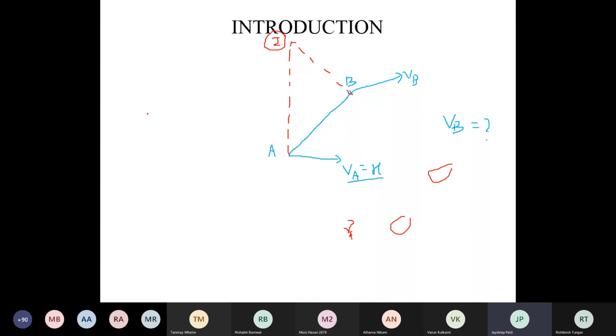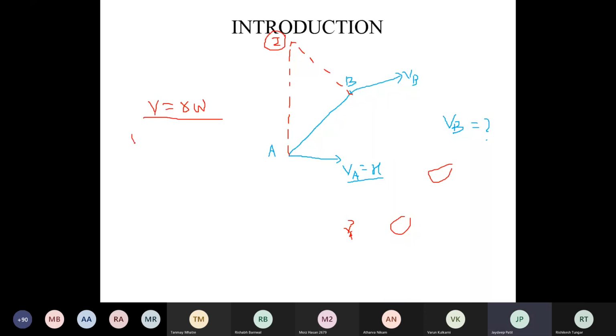Now we know the velocity. How can we find out the velocity? Can anyone tell me the formula of velocity? V is equal to distance upon time, R into omega. Is it right? This is the general formula to find out the velocity: V is equal to R into omega. Is it right?